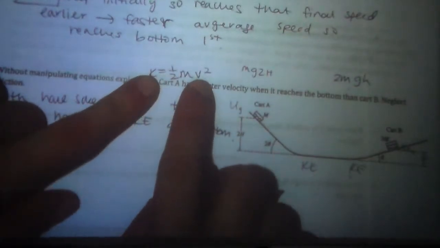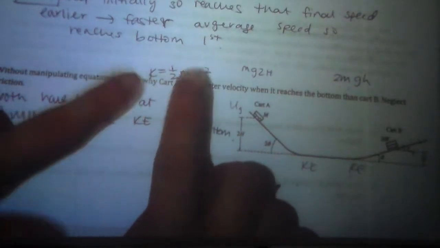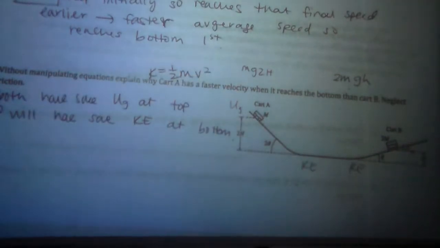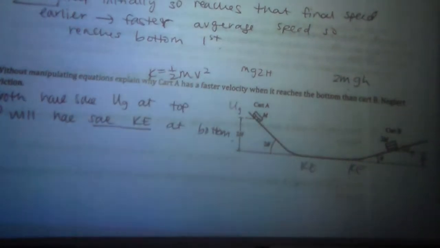Now, normally having the same kinetic energy means the same speed, but that is not the case here, because if you look at your equation for kinetic energy, 1/2 mv squared, a different mass could be another reason, right? It's not just velocity; mass is also something kinetic energy depends on. So they actually have the same kinetic energy at the bottom.